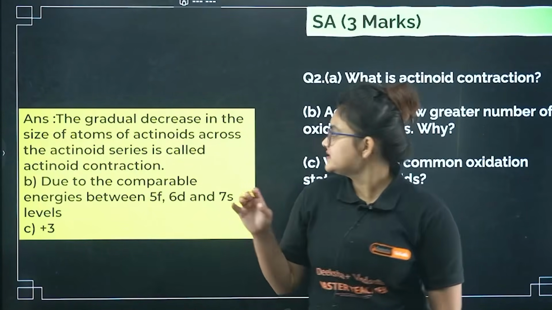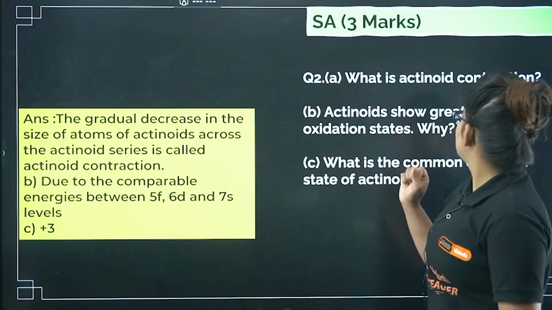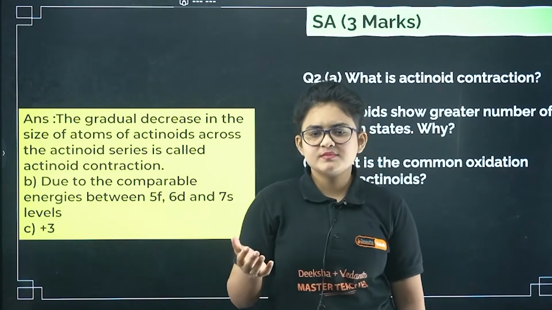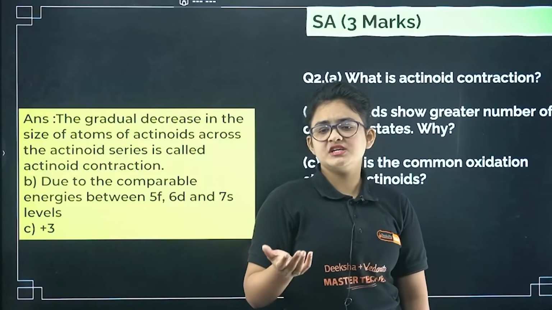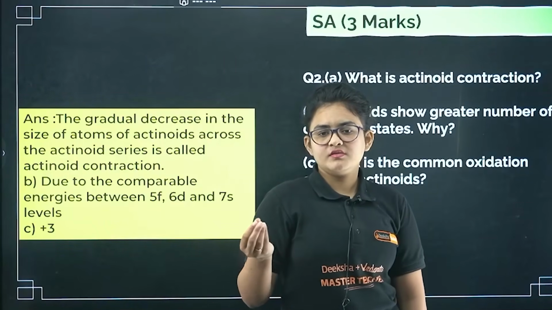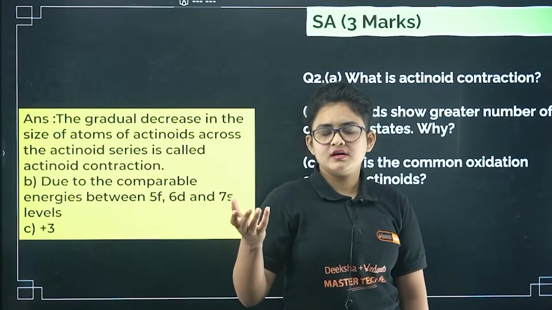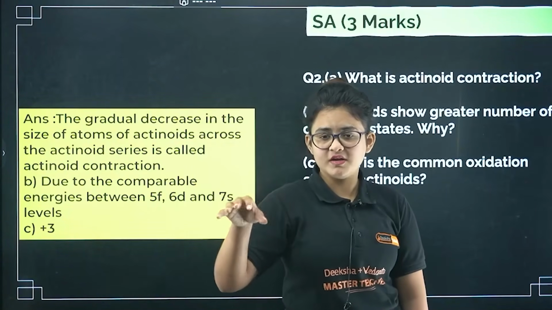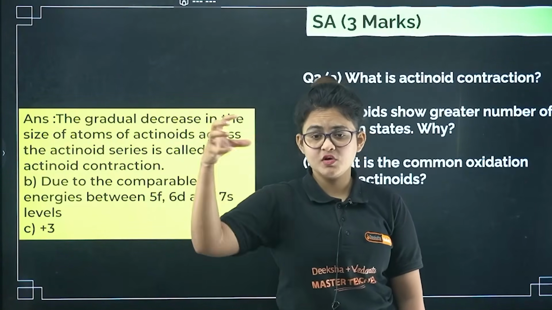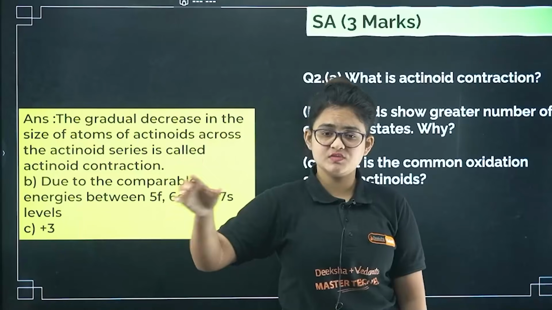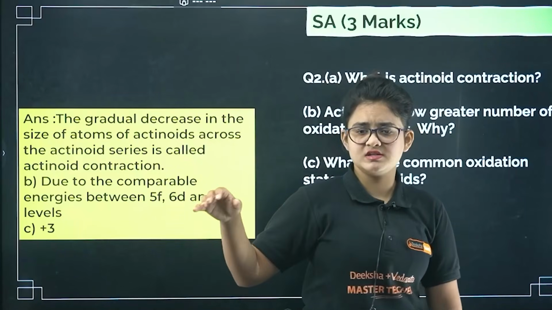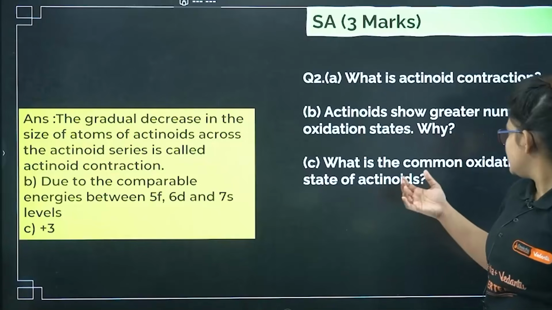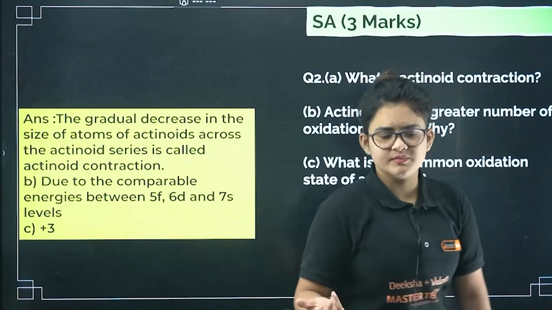Okay, and next question, actinoids show greater number of oxidation states. Why? This is because the energy gap between 5f, 6d and 7s is small. Okay, comparable energies, very close by there. So removal of electrons is easy, that's why they show variable oxidation states, even more than that of lanthanoids. Last question, common oxidation state, it is +3.